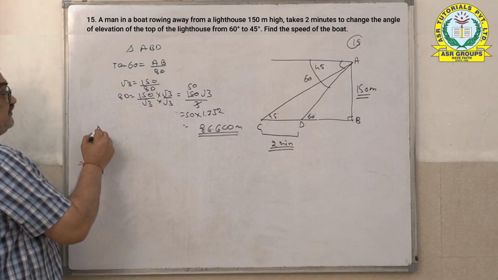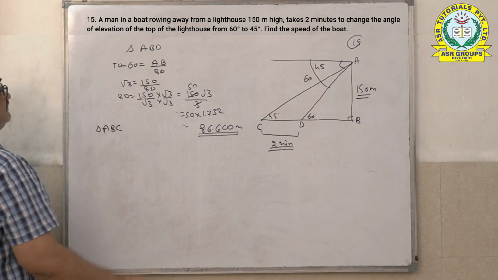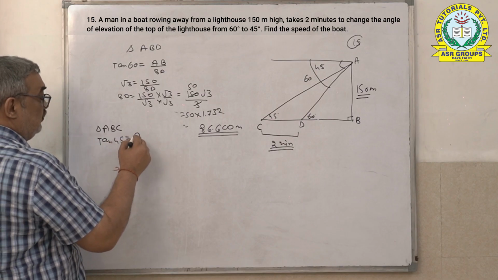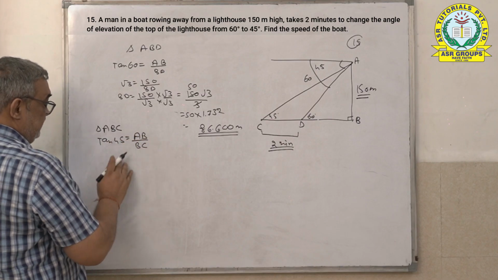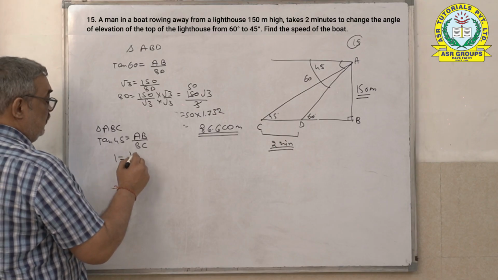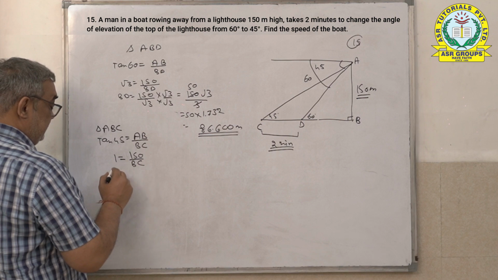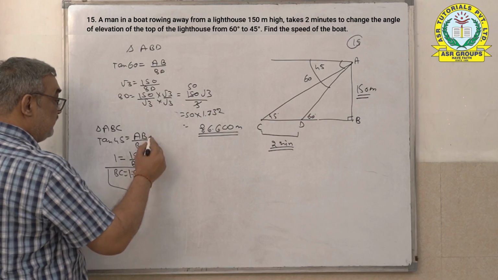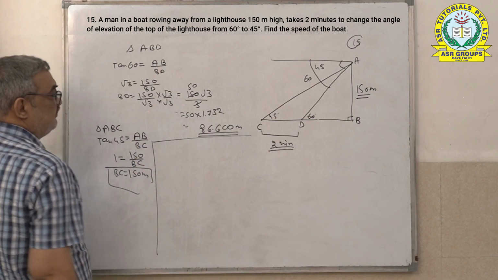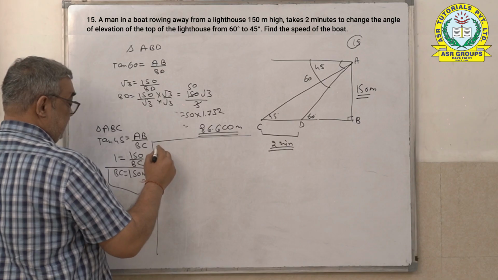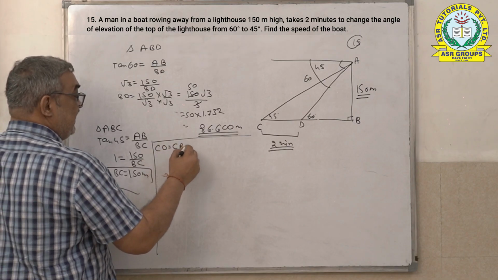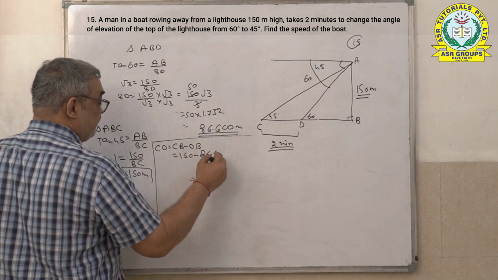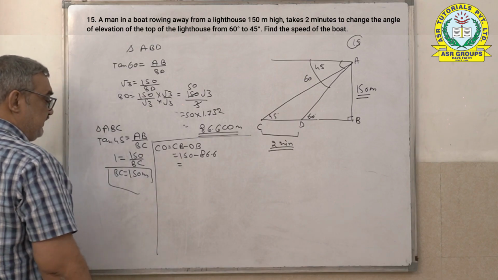Now we'll use triangle ABC. Tan 45 equal to AB upon BC. 1 equal to 150 upon BC. So BC is 150. We'll find CD. CB minus DB. 150 minus 86.6. Subtract.